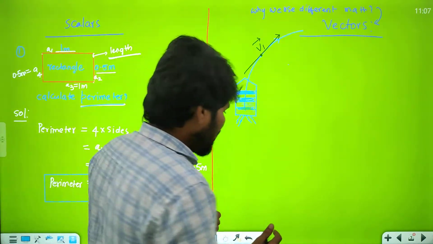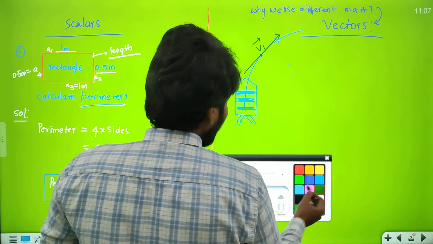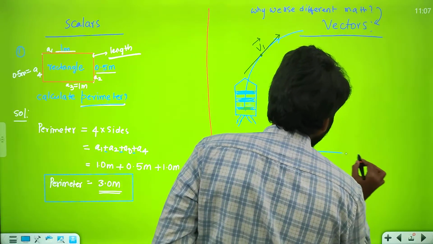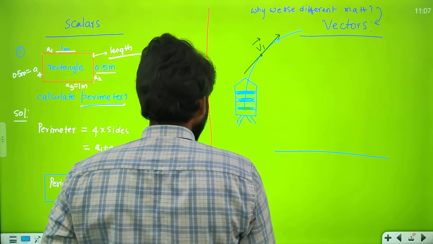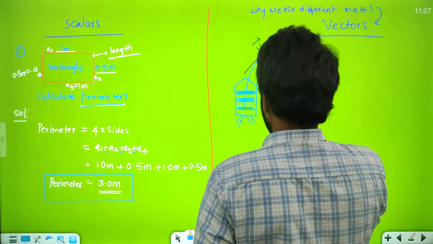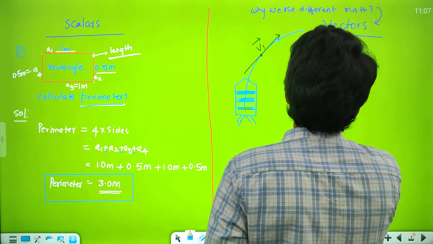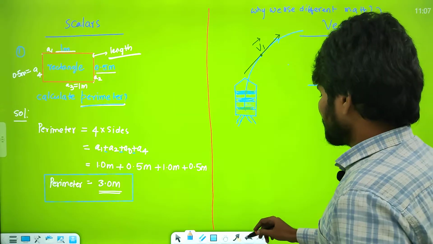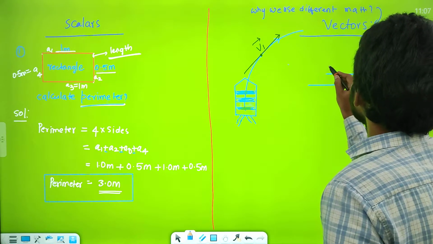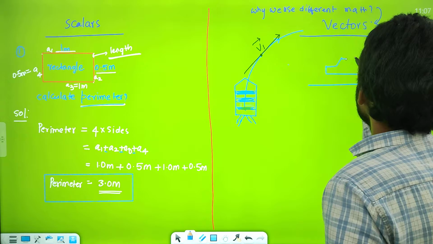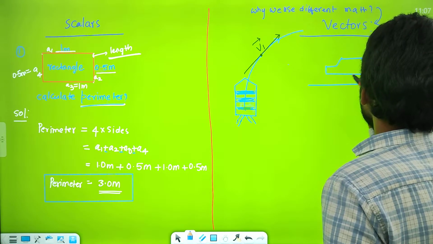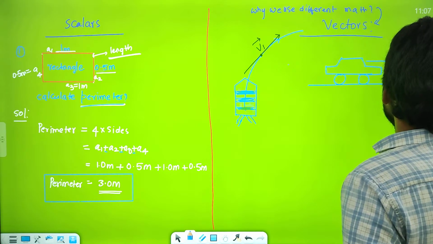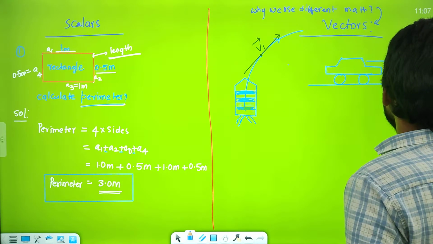Let's take the next one. I am taking a car. Another example, I am taking a car. Previously I took the car. Same here, I am taking a car. The car is going like this. This is also a velocity, V2.